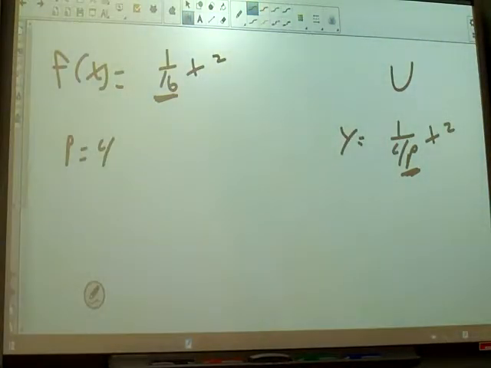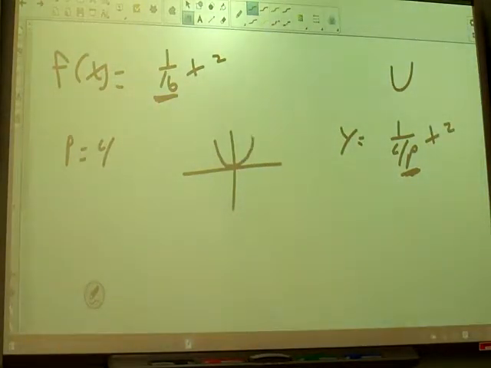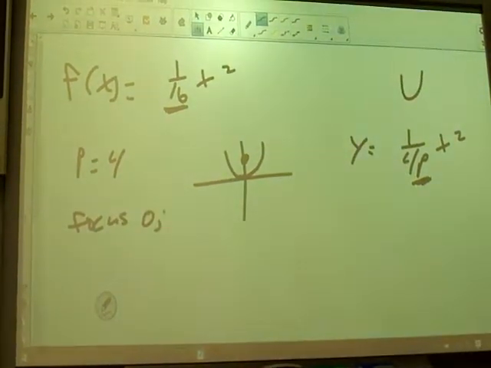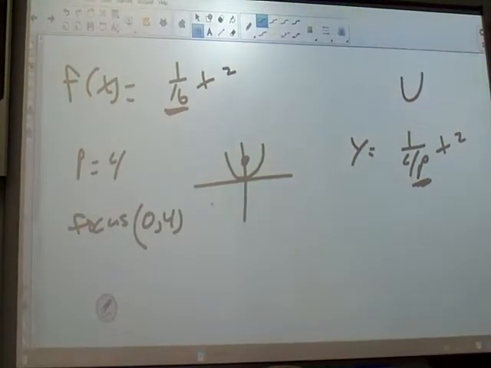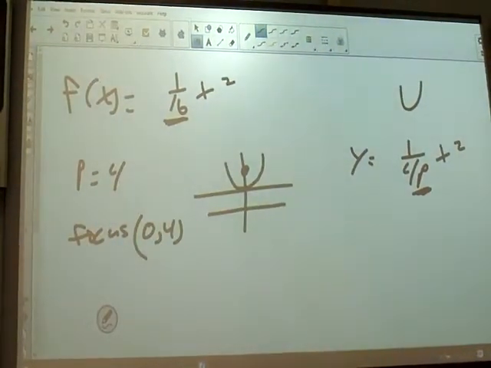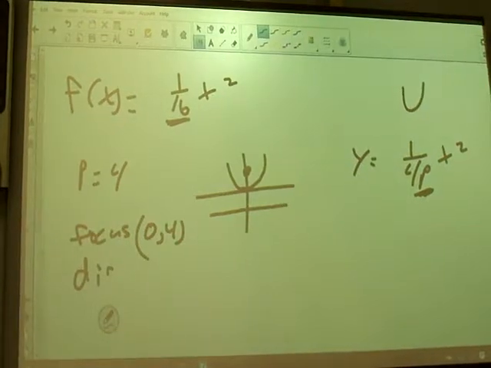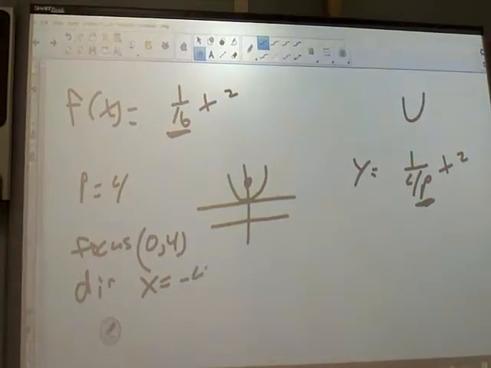So now I just use that to fill in the blanks about my focus and directrix. Okay, if I'm a parabola that's opening up, my focus would have to be up there. So my focus would be 0, 4. My directrix would have to be down here. So my directrix would be x equals -4.